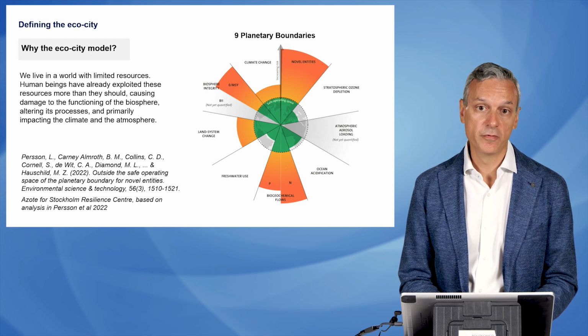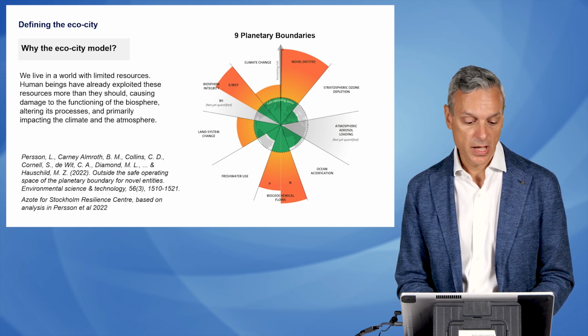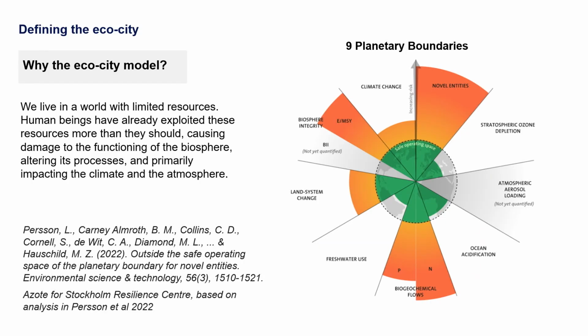Of course, that's obvious. Our world has limited resources, and we already exploited these resources more than we should, causing damage to the functioning of the biosphere and having impact on the biosphere itself and also on the atmosphere. We can rely on the theory of 9 planetary boundaries if we want to have more details on the impacts of human beings on our planet.